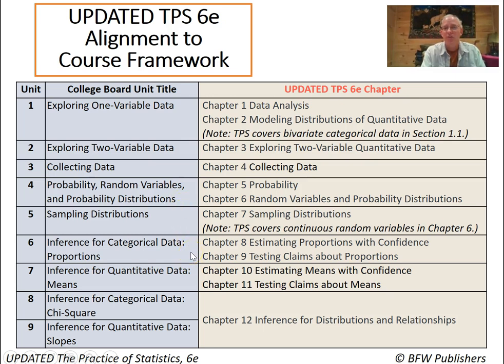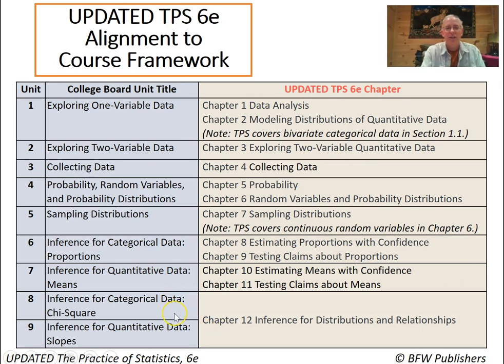Then the inference sequence. Unit 6, Inference for Categorical Data, Proportions, now aligns with Chapters 8 and 9 in updated TPS 6, Estimating Proportions with Confidence and Testing Claims about Proportions. Unit 7, Inference for Quantitative Data, Means, aligns nicely with Chapters 10 and 11 in updated TPS 6, Estimating Means with Confidence and Testing Claims about Means.